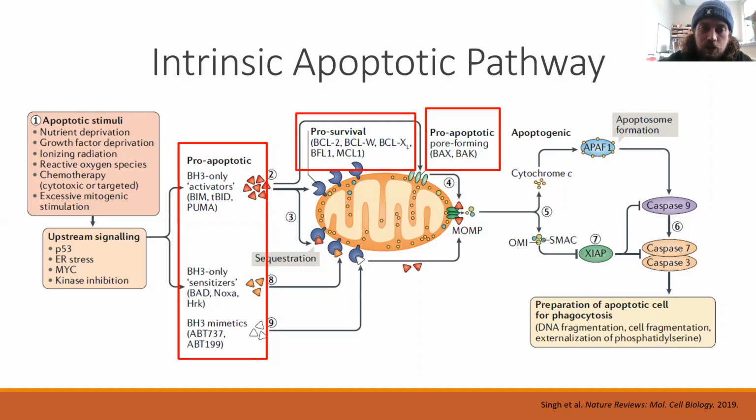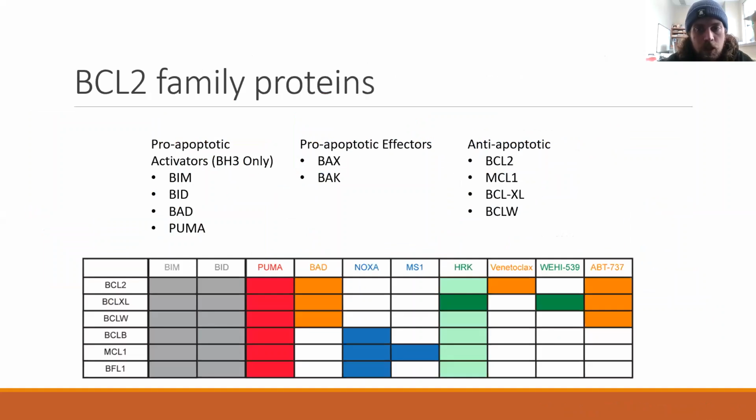And the way we measure this balance is by measuring the release of cytochrome C from the mitochondria of the cell. As I'm going to mention, the important proteins for this assay are our pro-apoptotic activators and effectors. The BH3 proteins, as I mentioned before, are our activators. These are BH3-only proteins, and that's where the name BH3 profiling comes from, because we're looking at these highly pro-apoptotic proteins in the intrinsic pathway.